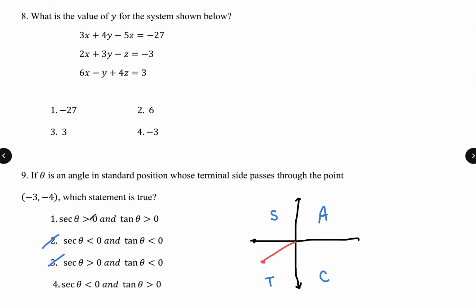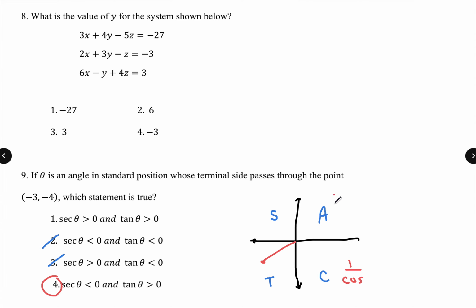Now I go back to my secant. Well, secant is just the reciprocal of cosine. So secant is basically just 1 over the cosine of something. But I know cosine has to be negative over here. So if I put 1 over the cosine, it's still going to be negative. So I know my secant has to be negative. So the only answer choice will be answer choice number 4.